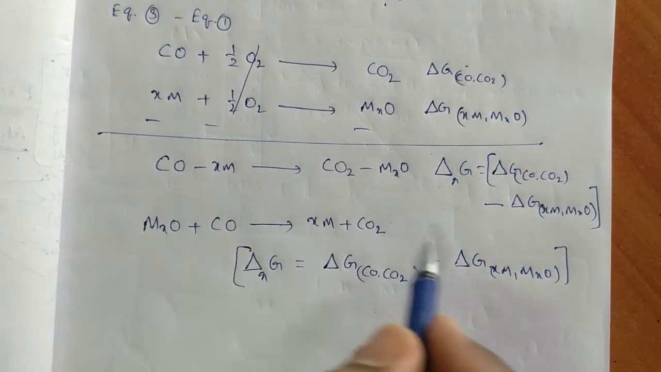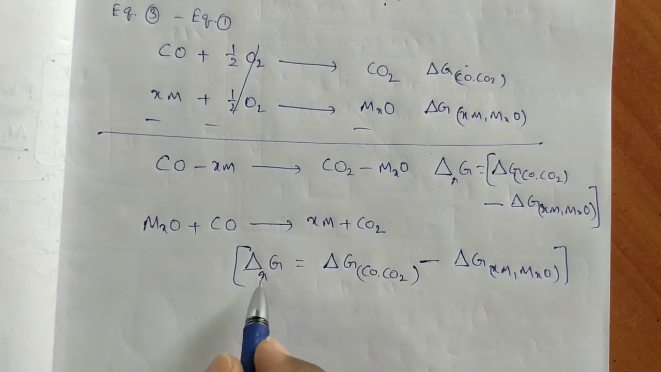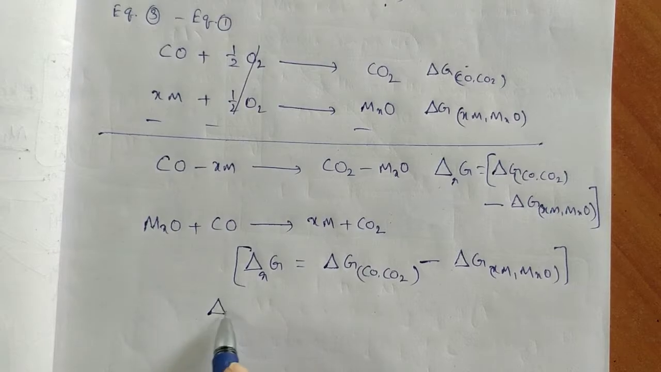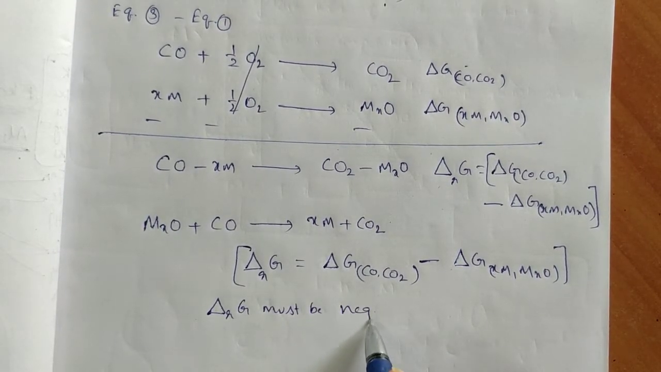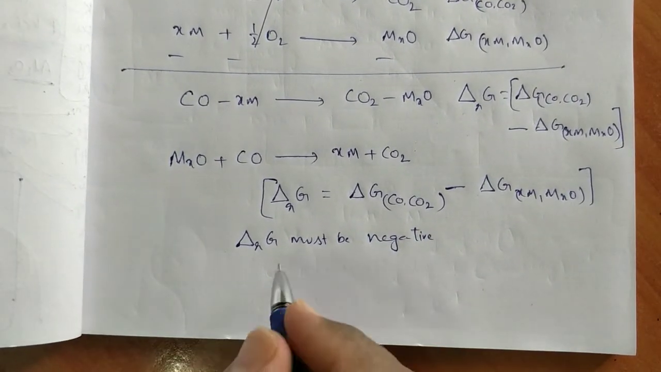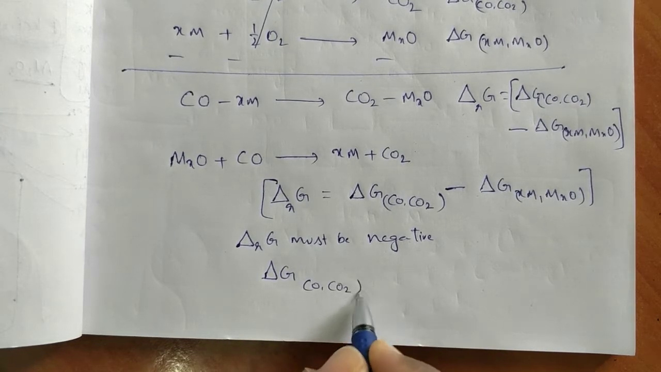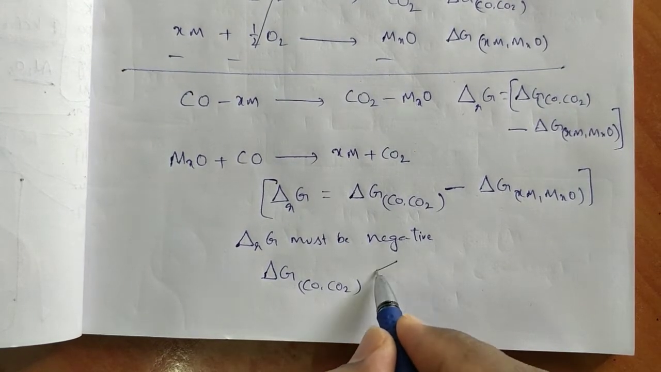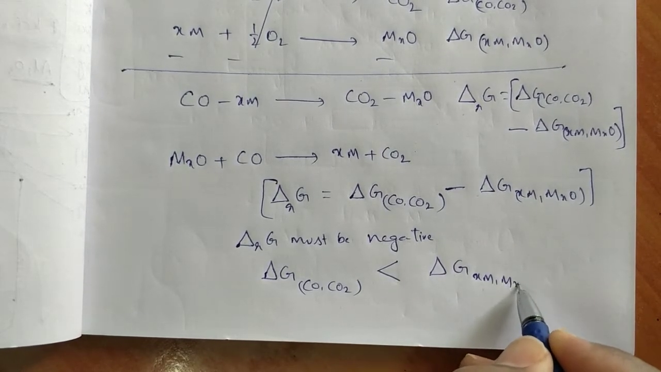This equation must be spontaneous. For this equation to be spontaneous, delta G must be negative. Delta rG must be negative means the condition will be delta G of CO to CO2 must be less than delta G of xM to MxO.